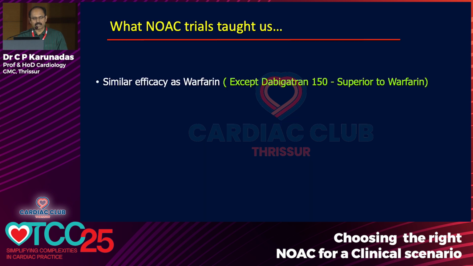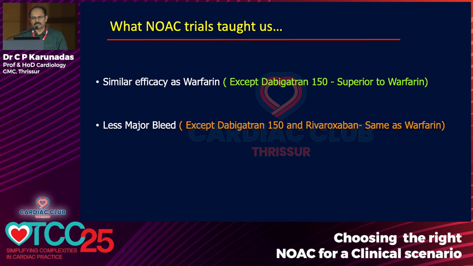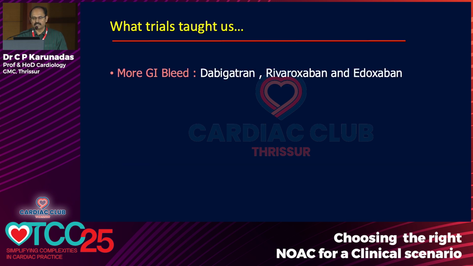But what these NOAC trials taught us was that they are as good as warfarin. Probably dabigatran 150 mg BD is superior to warfarin in preventing an ischemic stroke. They produce less major bleeding, except 150 mg BD dabigatran and rivaroxaban, where the bleeding is the same as warfarin. Well said and done, less intracranial bleeding. More GI bleed has been seen with dabigatran, rivaroxaban, edoxaban, so apixaban escapes this.